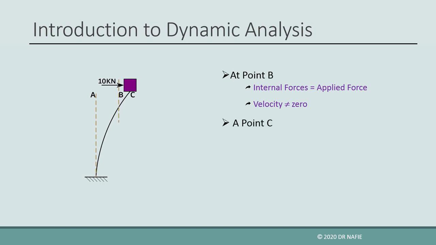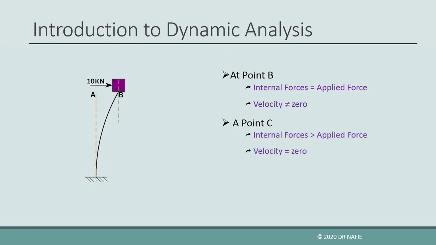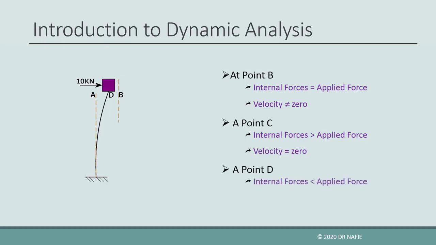At point C, the internal forces will be larger than the external applied force, and this will cause the mass to move back towards point B. Again, when the mass reaches B, its velocity will not be zero, and this will cause the mass to move further until it stops at point D. At point D, the applied force will be larger than the internal force, and this will cause the mass to move back towards point B.